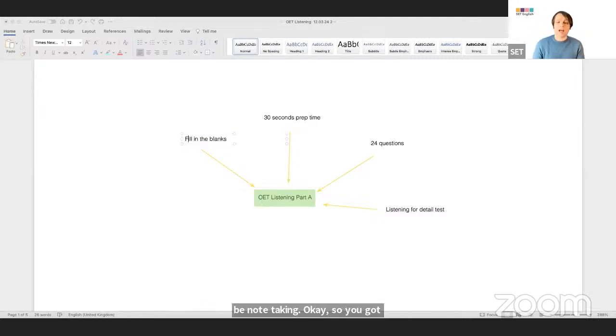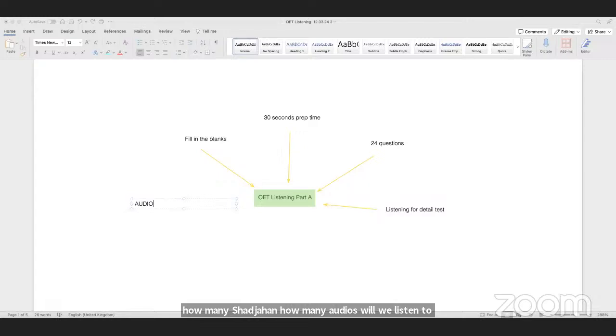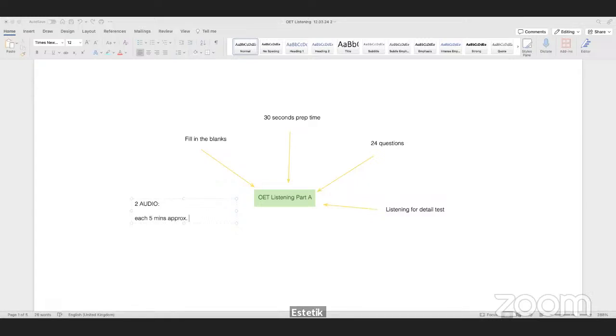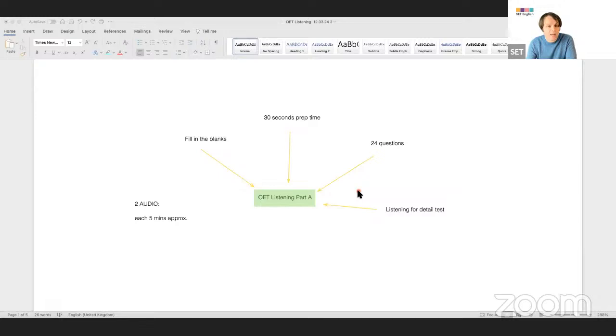But how many, Shahjahan? How many audios will we listen to? Everyone, how many audio? 2, sir. Two audio clips. Let's do this together. It could be fun together. So there's 2 audio clips. How long is each clip? About 5 minutes. Okay. So you're listening to a 5-minute audio. You have 30 seconds to prepare. Then one approximately 5-minute audio. And then you have another 30 seconds, then another 5-minute audio. There's 12 questions for each audio, 24 questions in total.